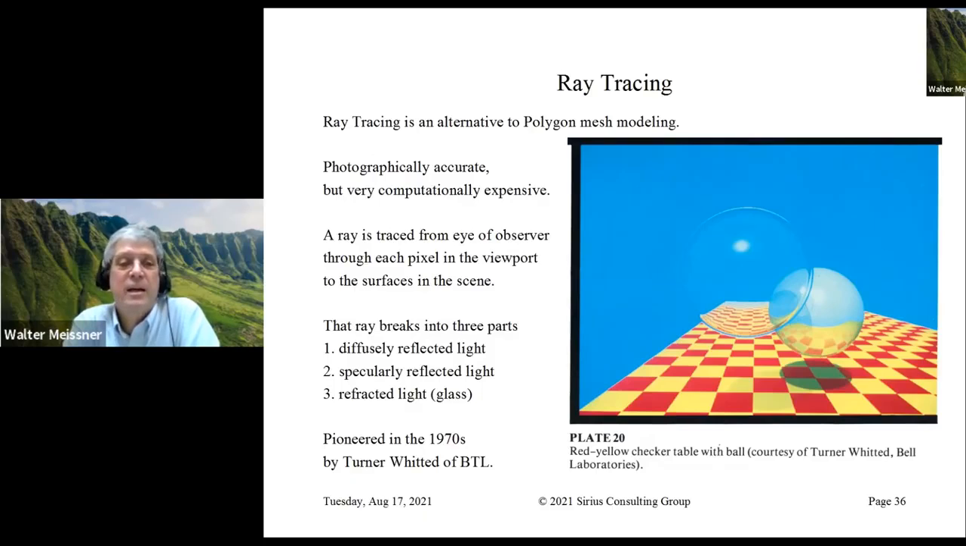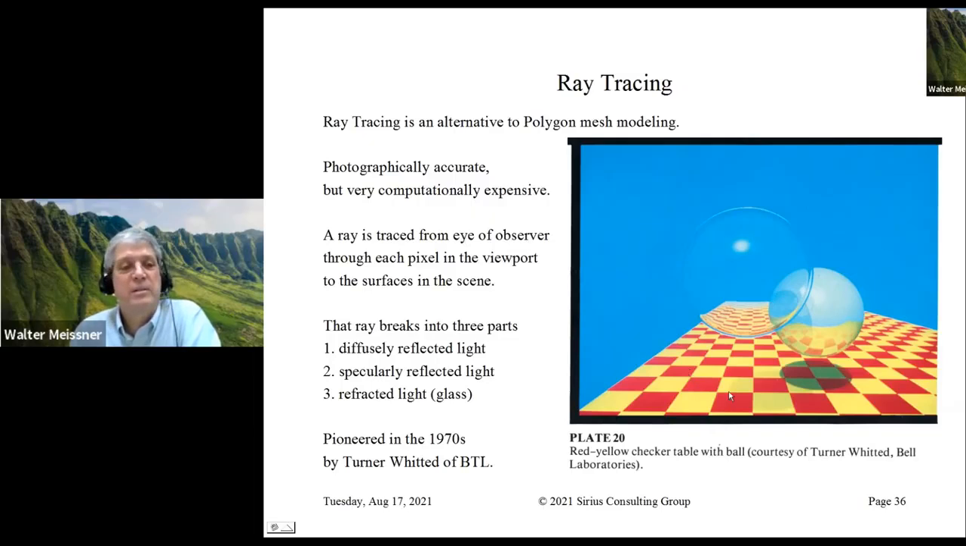in the scene, it has to compute all those sub-reflections, because it alters the light actually seen at that pixel. So the light ray is broken into three parts: diffusely reflected light, specularly reflected light, and refracted light, as in glass. And all three examples are here.